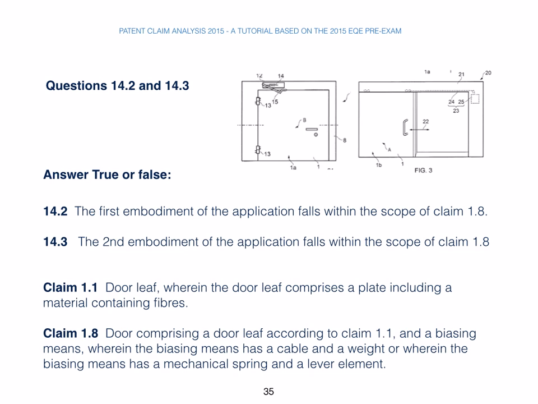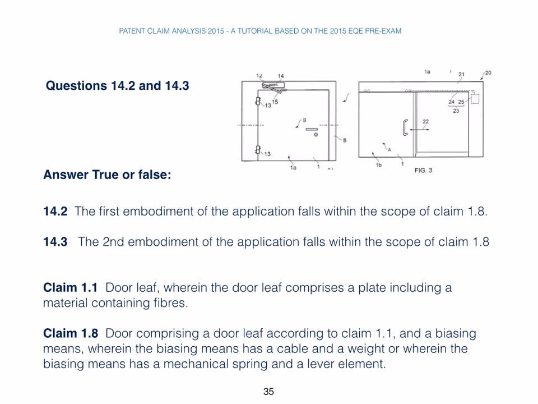For 14.2, the statement is the first embodiment of the application falls within the scope of Claim 1.8, and for statement 14.3, the second embodiment of the application falls within the scope of Claim 1.8. Claim 1.8 now depends upon Claim 1.1 and specifies a biasing means wherein the biasing means has a cable and a weight, or wherein the biasing means has a mechanical spring and a lever element.